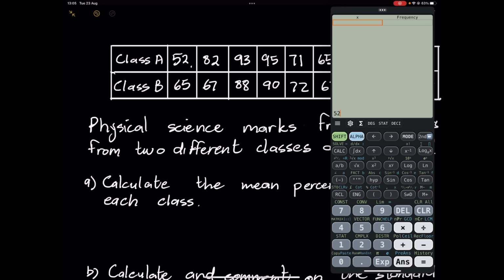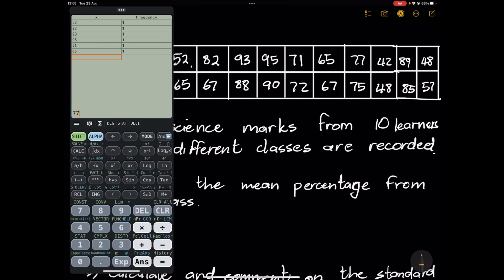Okay, so I'm going to put in my data values. So we've got 52, so that's class A. And then you say equal to, you say 82. And equal to, you've got 93. Equal to, you've got 95. You've got 71. You've got 65. Okay, let's just bring it this side. So we've got 77. We've got 42. We've got 89. This is quite a brilliant class. And we've got 48. Okay, so those are all our data points, right?